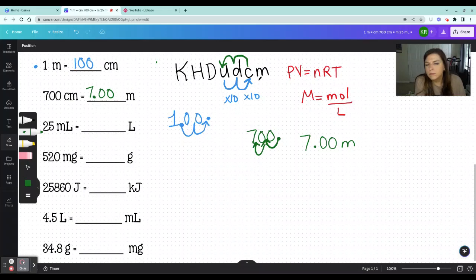Moving the decimal either direction is either multiplying or dividing by 10, depending on what direction you're going. But knowing "King Henry drinks unusually delicious chocolate milk" and then just tossing the decimal around is, to me, a lot easier. It's, of course, going to depend on your preference.